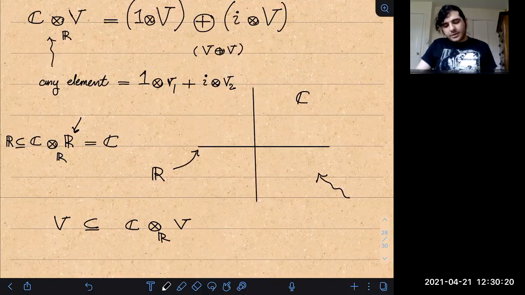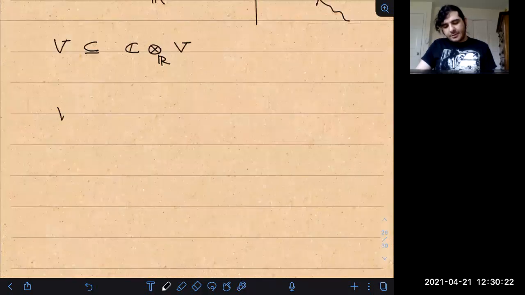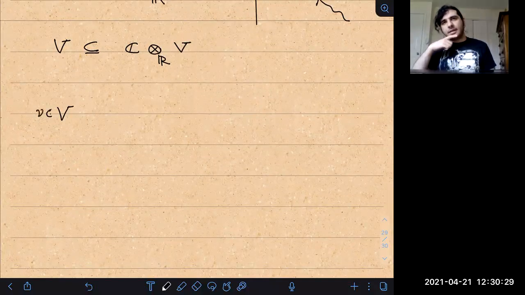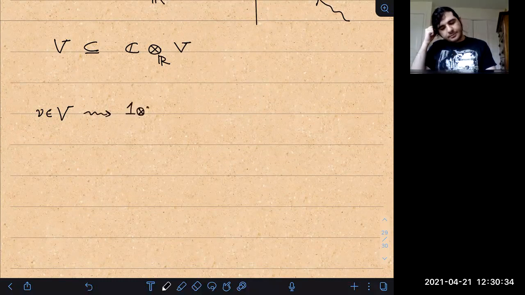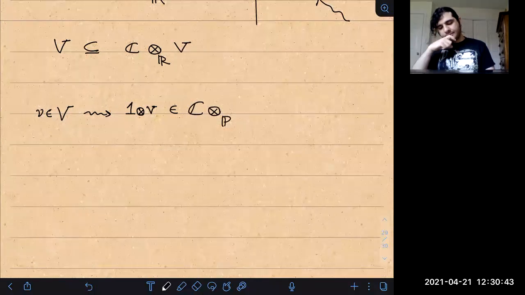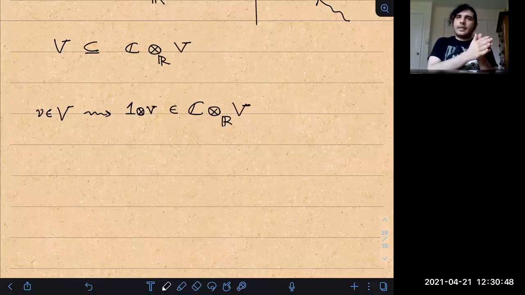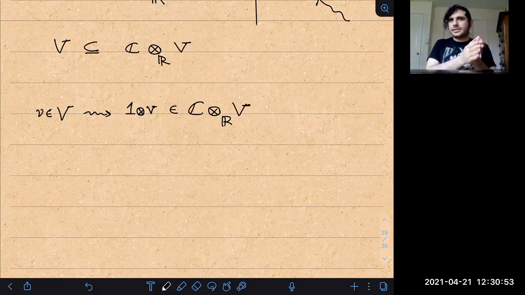How does it work? Any vector space V, which here we're talking about the real vector space, for any element v inside that, I can think about 1 tensor v. And 1 tensor v would be an element in this tensor space. So it seems as any element in V has a copy inside this tensor space.